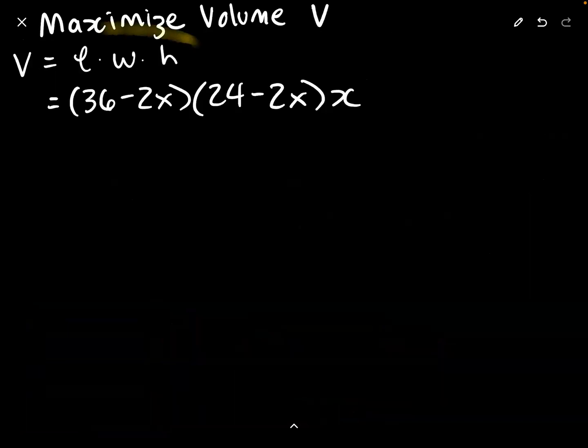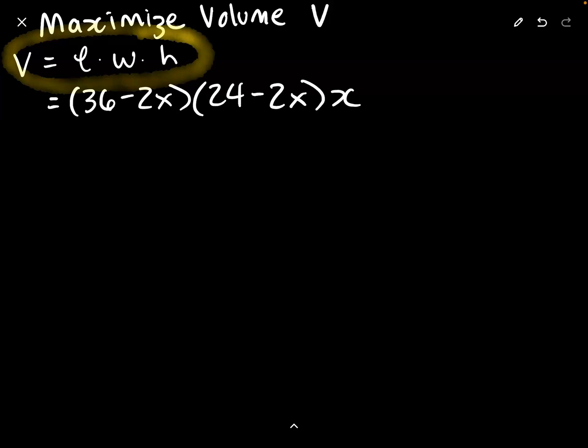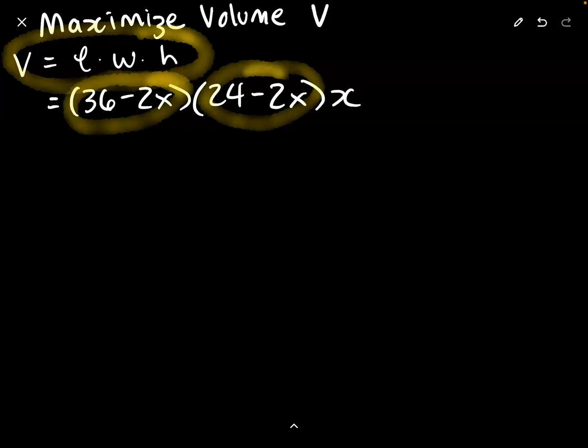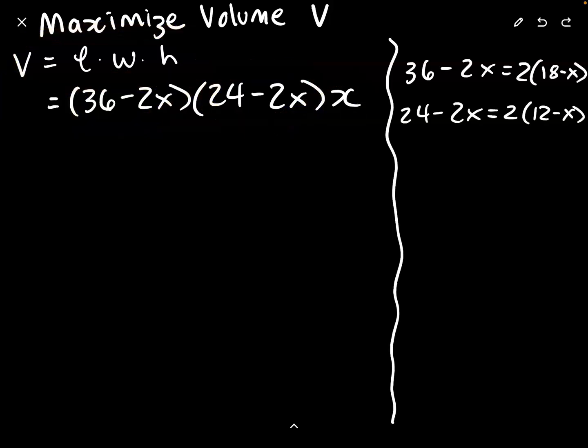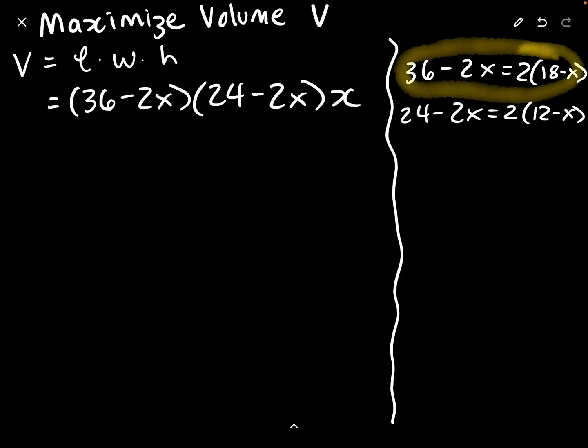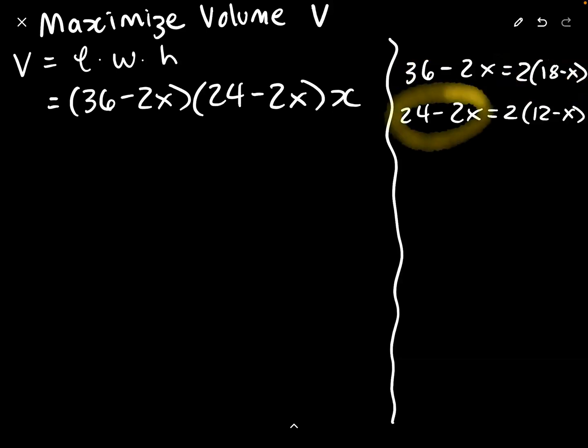So here the formula for V is length times width times height, which is 36 minus 2x times 24 minus 2x times x. So here on the side, I factored out 2 from 36 minus 2x. It will be 2 times 18 minus x. And from 24 minus 2x, I factored out 2, so it's 2 times 12 minus x.